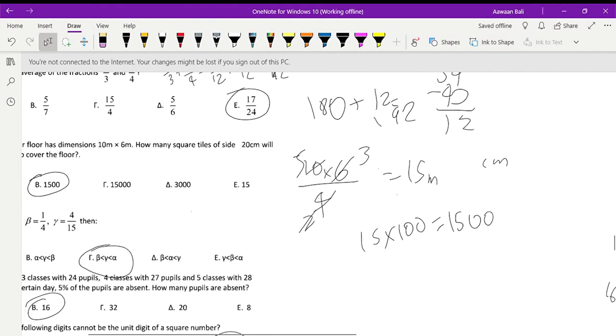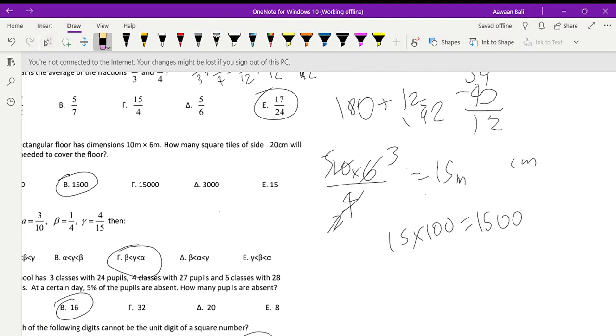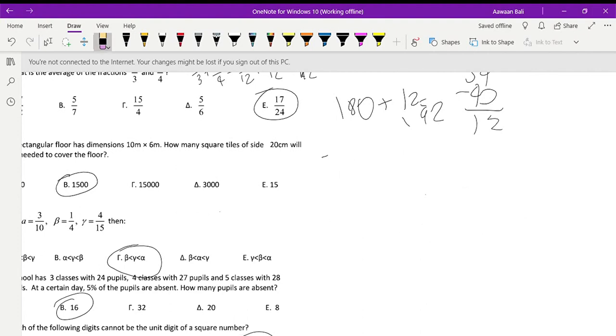What we're doing is that we're actually trying to, how do I explain this? Normally a meter is equal to 100 centimeters. A meter squared will be equal to 10,000 centimeters squared, which might be a big surprise to you. But anyways, another way you could do it is 10 meters times 6 meters, and you have 60 meters squared, which is 60,000 centimeters squared, divided by the 400.